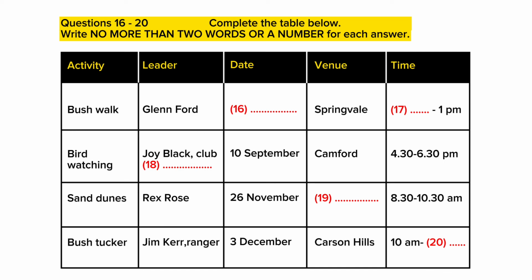Well now, if you can give me a few more minutes of your time, I'll fill in a few details for you. The bushwalk, led by Glenn Ford, is first up in July, on the 2nd of the month. It'll start from Springvale as usual, but this year we'll be setting off in the morning at 9:15 and we'll get back at 1 in the afternoon.